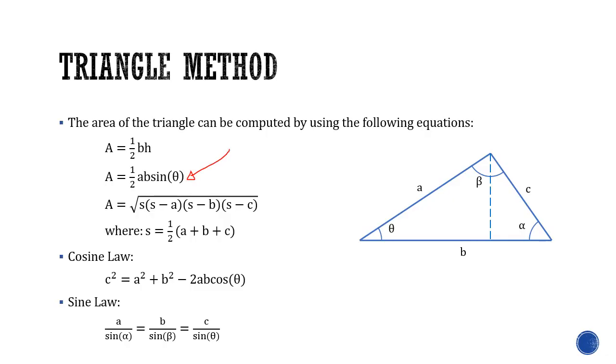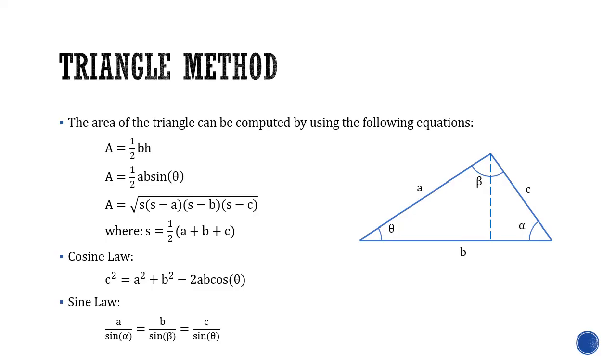Class, ito din yan, parehas lang yan. Pero ito mas general kasi kahit hindi perpendicular yung data na given sa iyo, pwede mo magamit. Actually class, itong 1/2 base times height, ito din yan, mas general lang. So paano nangyari yan? Class ganito, tingnan natin.